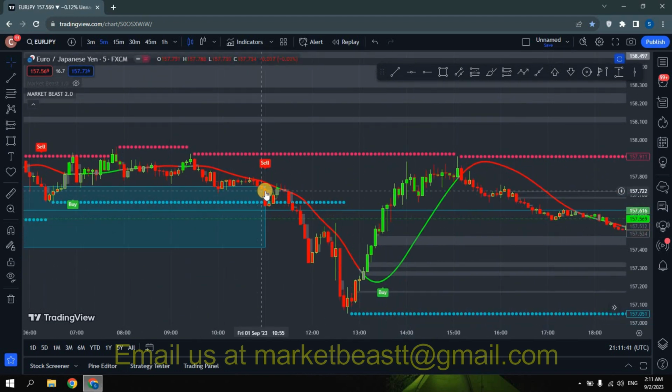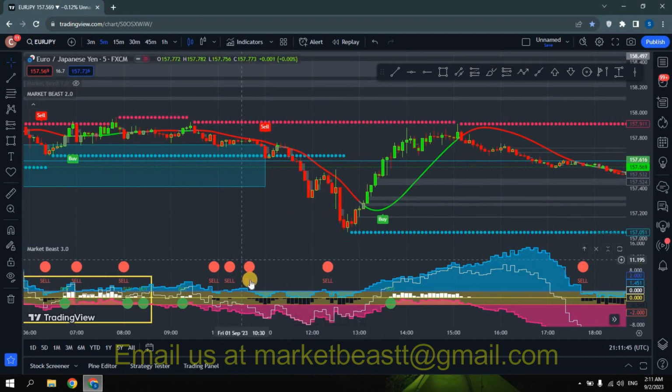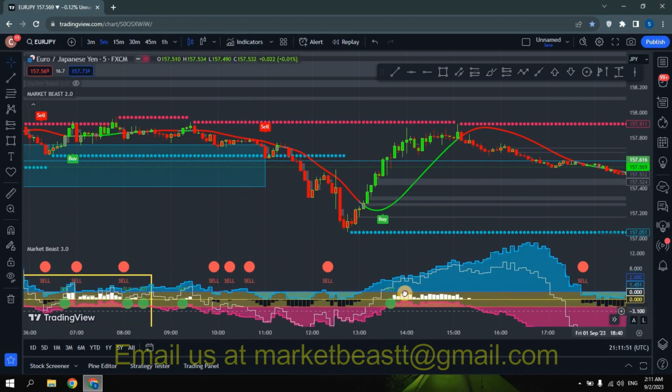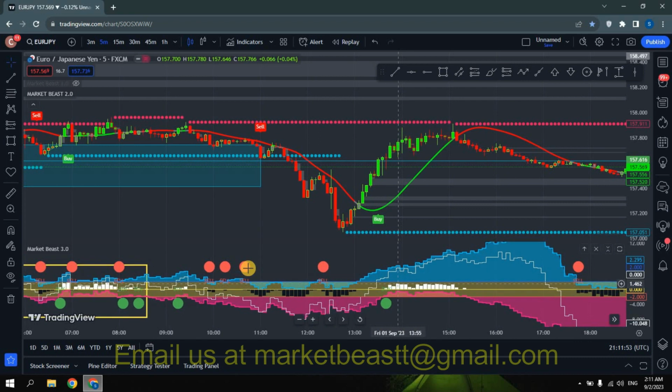Here, alright, we got the sell signal. We are in a selling condition on market base 3.0 as well. I was talking about this potential thing. Whenever the consolidation ends, it gives us potential buy and sell signals. We are in a sell signal. We are in a sell signal on market base 2.0 here as well. Everything is red, everything is bearish here.